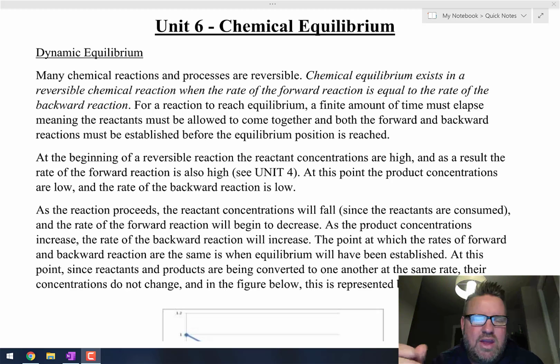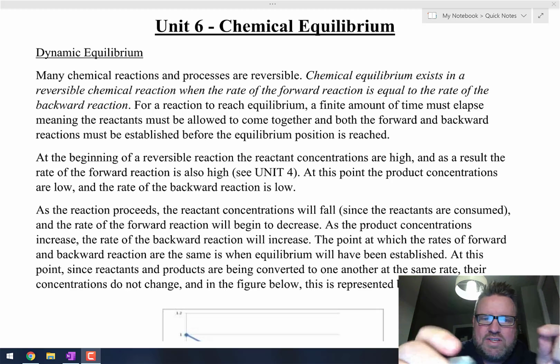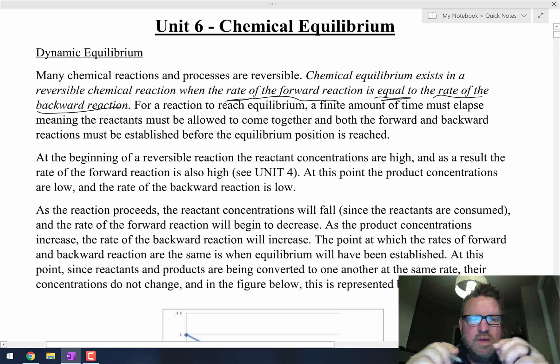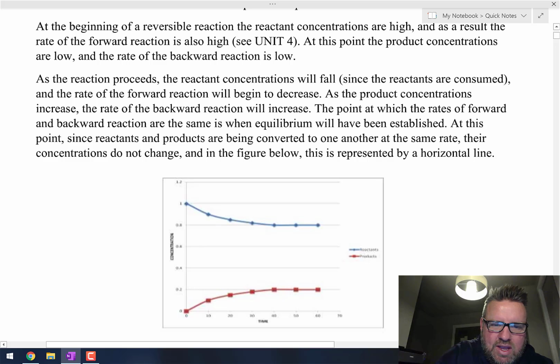Typically, when you get to equilibrium, from our point of view, it looks like the reaction has stopped, because we can't see anything happening. But all that means is that the forward reaction is still going. The rate of the forward reaction is equal to the rate of the reverse or backwards reaction. Usually, when a chemical reaction starts, we can kind of see this.